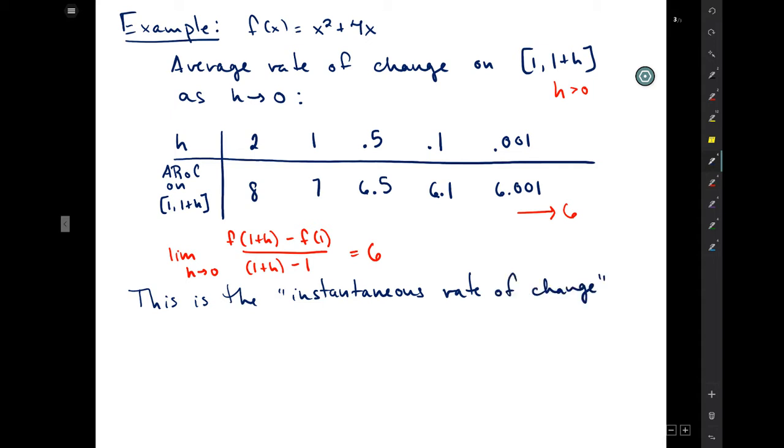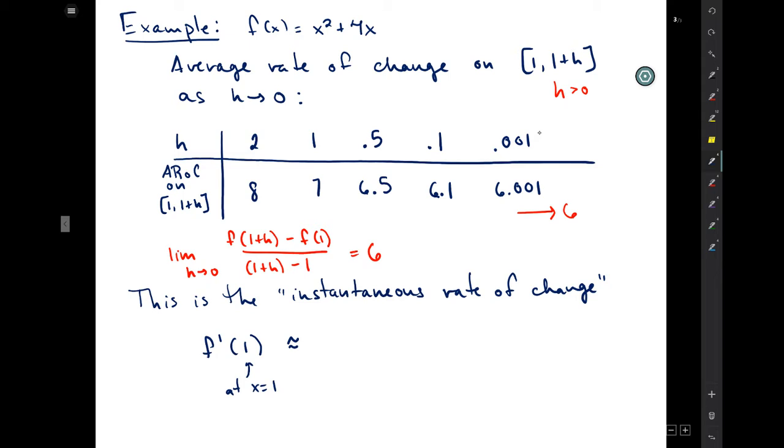As you take all of these average rates of change and you consider them over smaller and smaller and smaller intervals, you get an interval that's so small that it's like just plugging in the point, and that is what the limit is, and that's what we call the instantaneous rate of change. So one symbol for the instantaneous rate of change is f prime, and in this example, we're talking about f prime at x equals 1.